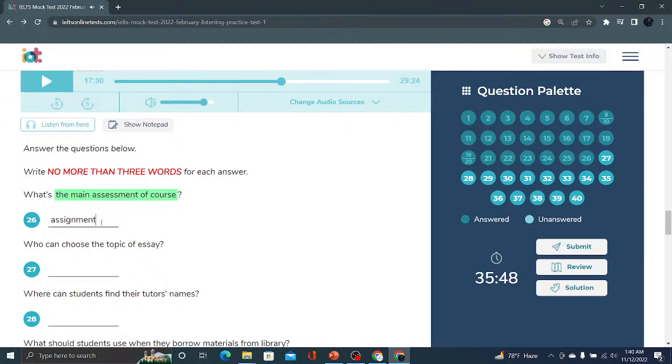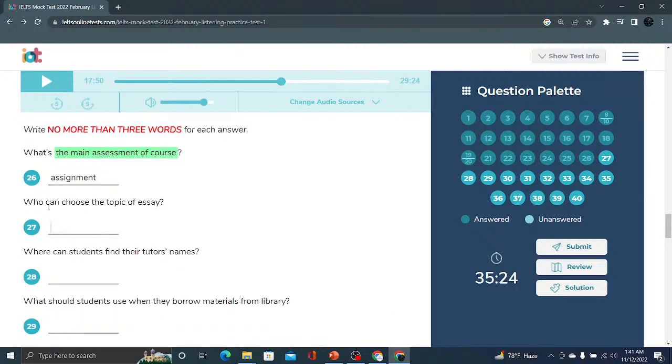So you can also write here homework, okay? Because he was saying that the main assessment is assignment, and she was saying that you mean homework, so that's why the answer would be homework also. Okay, so you can write assignment, or you can write homework. Let's move on. Who can choose the topic of essay?